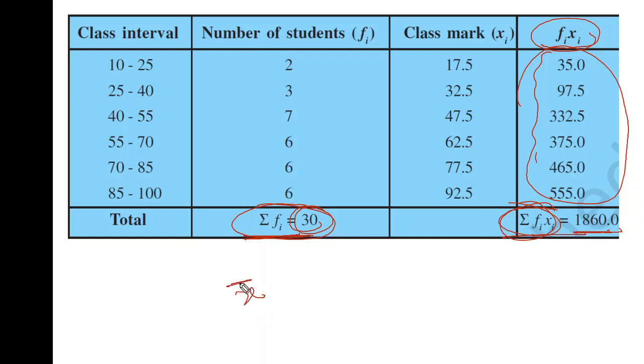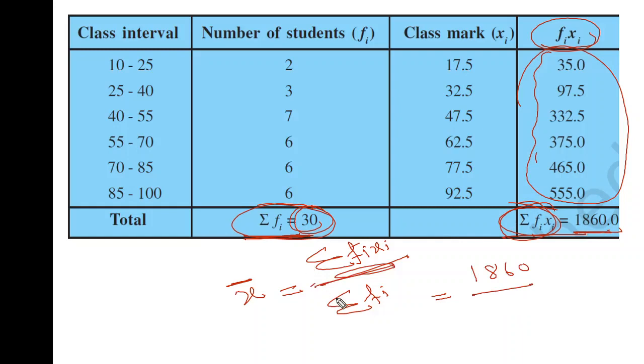Now we can easily find the mean. You know the formula: mean is equal to sigma Fi Xi divided by sigma Fi. Here you have sigma Fi Xi is 1860 divided by sigma Fi, which is 30. Now you can cancel the 0, then 3 6s are 18, then 3 2s. So you have found the mean. Mean is 62.